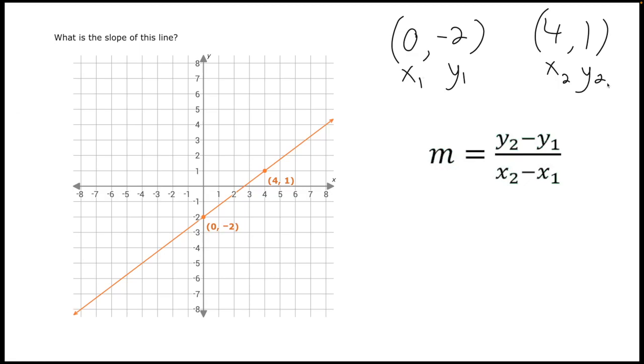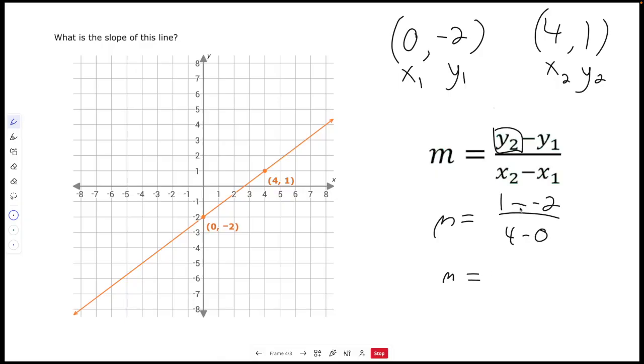And now we're going to plug those numbers into this formula, right? So we're going to start with y2, which is 1. So we're going to have 1 minus y1, which is -2. Notice that I have to put the minus sign and the negative sign. And then for x2, I do 4 minus 0. And now we have 1 minus -2. I don't know how you learned it, but I teach students that just becomes 1 plus 2, so that's 3 over 4. And this is our final answer for the slope.